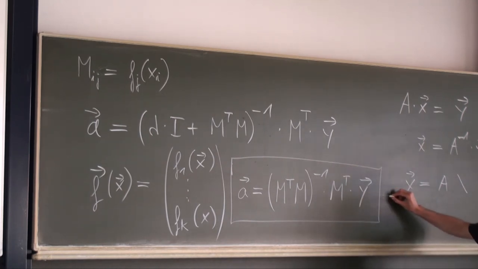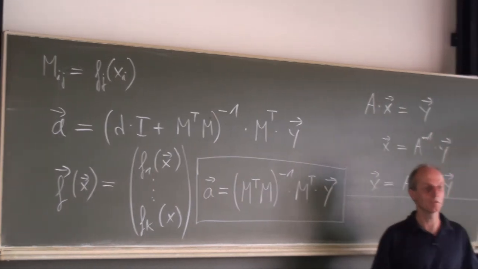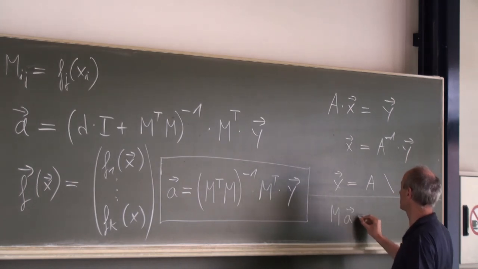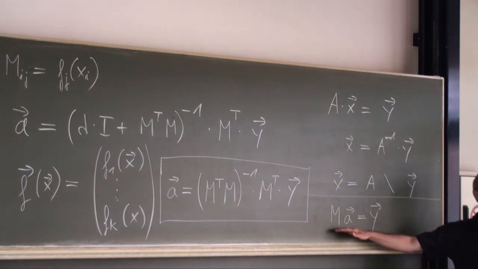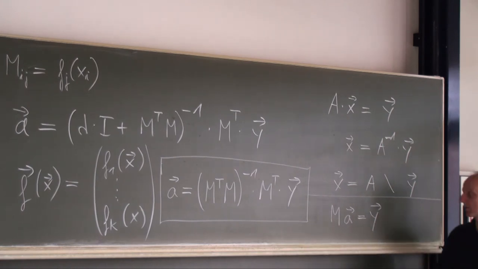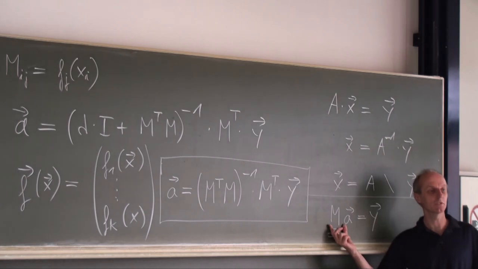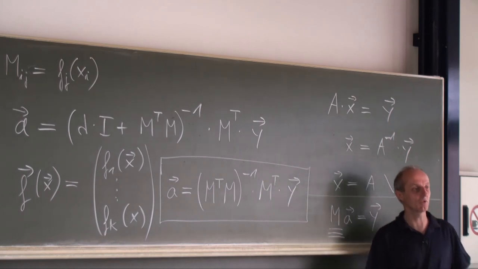And maybe it is surprising at that stage, because why do we use this pseudo-inverse method? Basically, we have the problem M times A vector is equal to Y vector. That's the problem we want to solve. Why couldn't we solve this? Yes, because M is not invertible. This matrix is not invertible because it's not a square matrix. It's a rectangular matrix. So we cannot invert M. And that's why we did the whole stuff with the pseudo-inverse method.